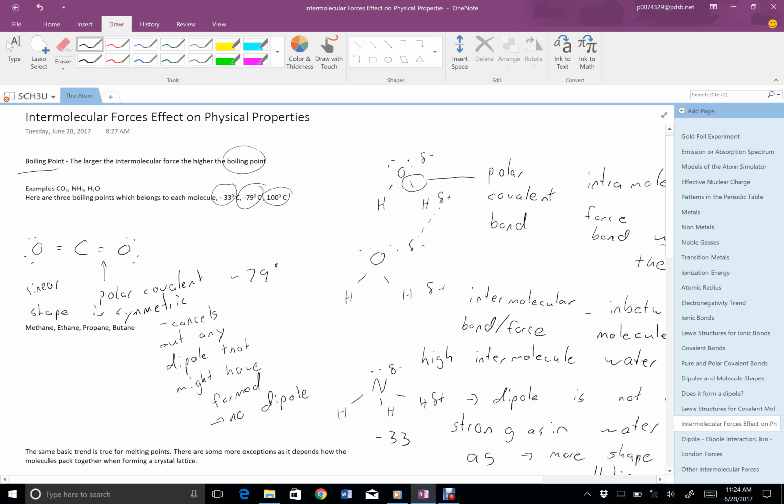All right, one more kind of substance I want to take a quick peek at here with regard to this boiling point before I move off to the next thing.